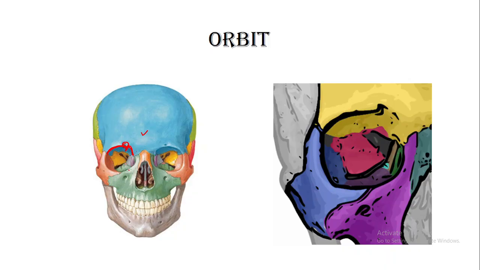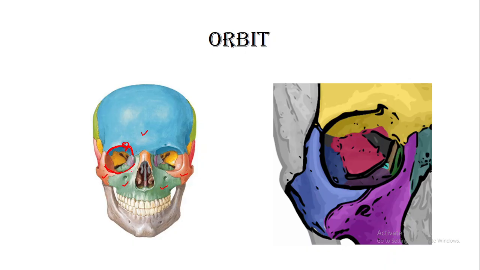Then the infraorbital margin. The infraorbital margin is formed laterally by the zygomatic bone. We know that these are the two paired zygomatic bones. So the lateral portion of the infraorbital margin is formed by zygomatic bone and the medial portion is formed by maxillary bone. These are the maxillary bones. So the medial portion is formed by maxillary bone and laterally it is formed by zygomatic bone.